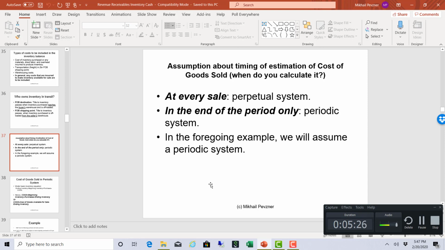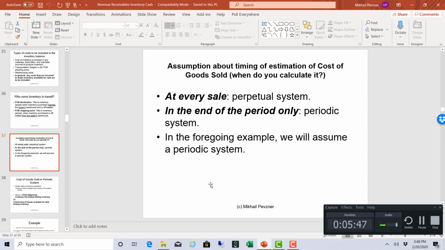But it didn't used to be like that all the time. Before the computer age, it might have been too cumbersome to do that. So essentially, you only tracked your purchases, and you calculated cost of goods sold only at the end of the period through the inventory count. So in other words, you knew what you started with, which is the cost of goods available for sale.